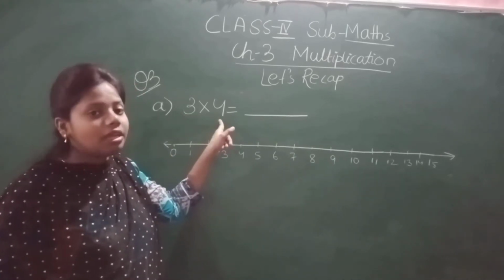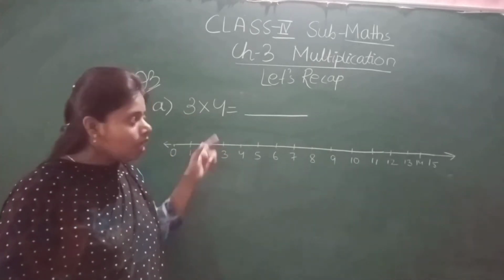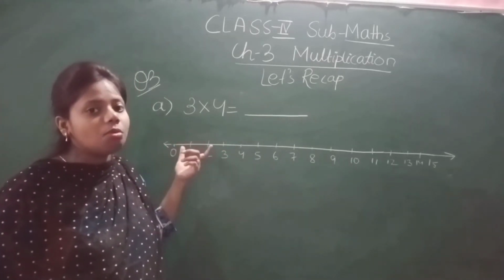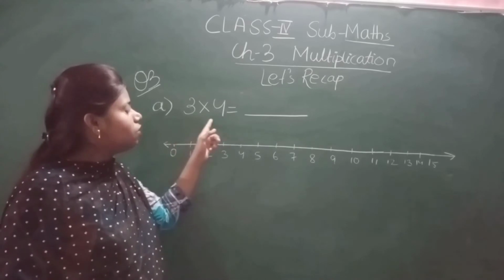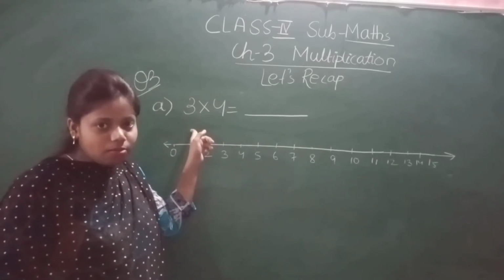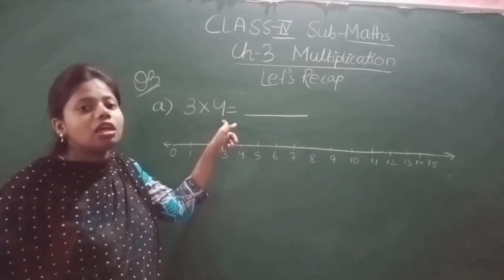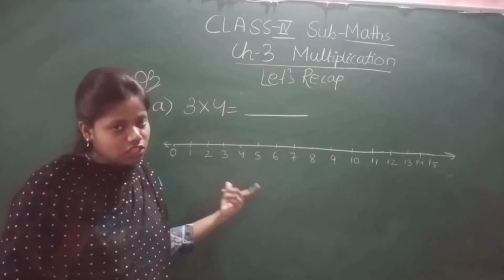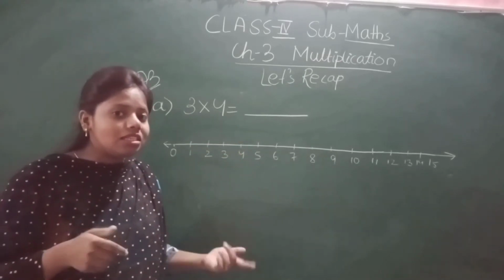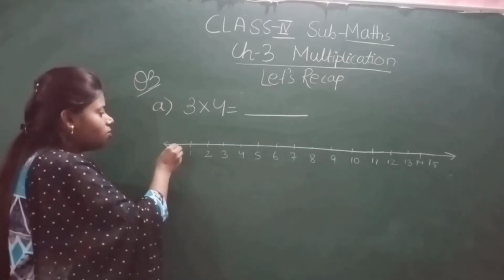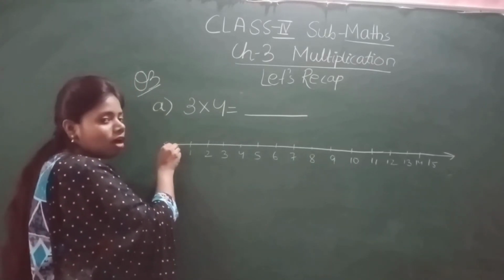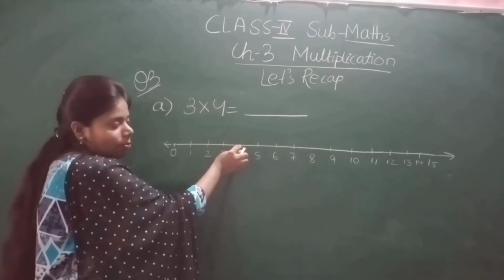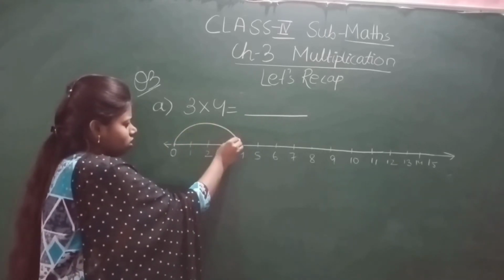And what will be here? You will take that distance. Here 4 is there, so you will take 4 distance. And jumps, how many will you take? 3 jumps. 3 into 4 means 3 jumps, and the distance will be 4 each time. Now let's start from 0. The distance is 4, so count 1 2 3 4. So you have to come up to this much, from 0 to this.